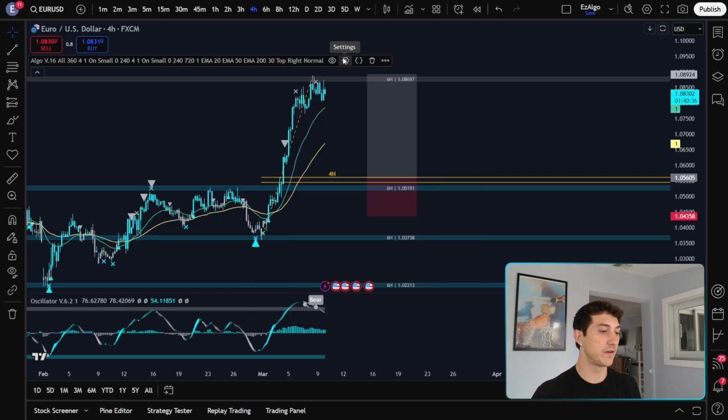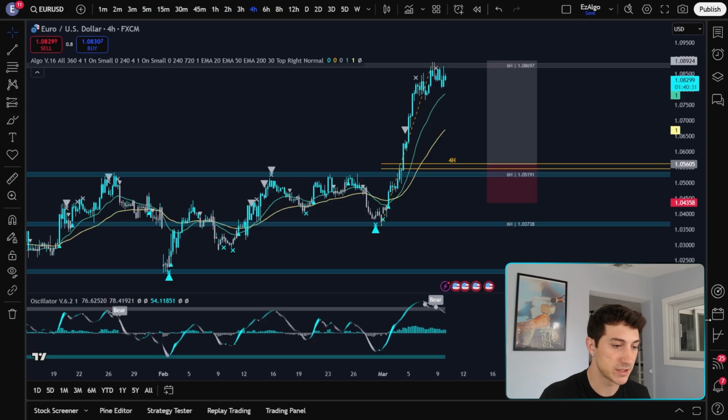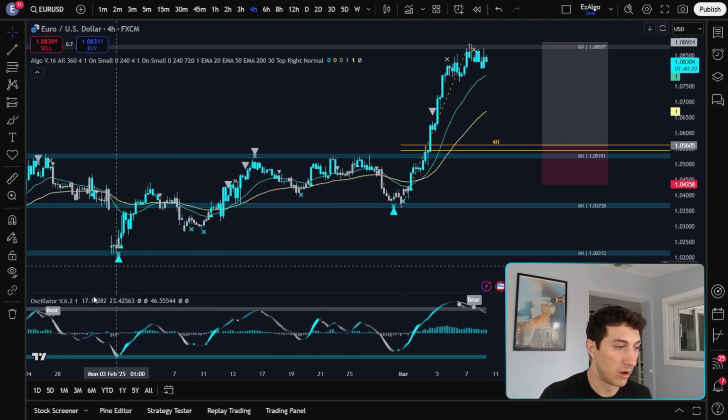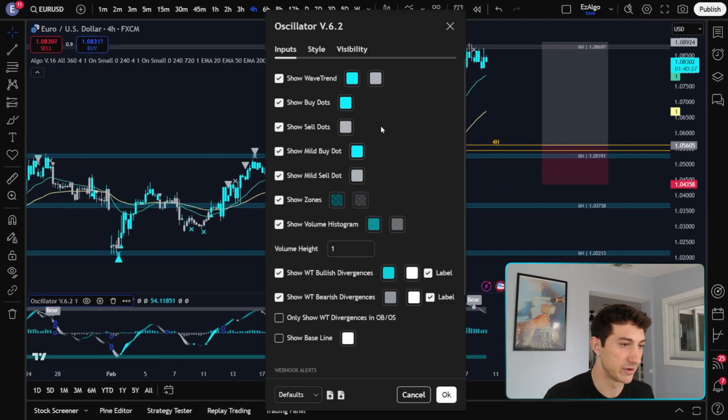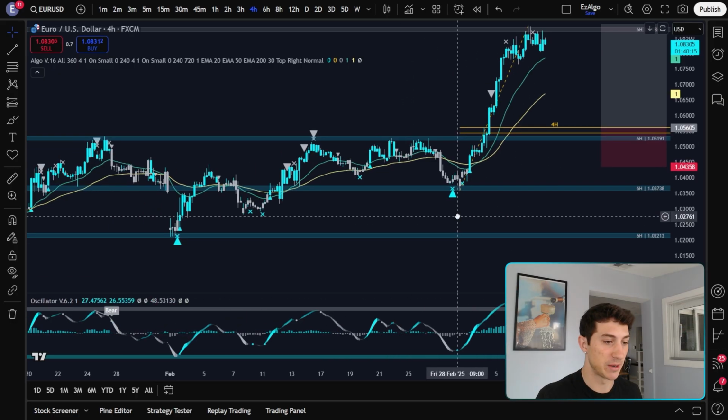Okay, moving on from the actual algo, let's jump into the oscillator, the momentum oscillator. Very, very powerful. Also a non-repaint oscillator. So we jump into the settings here. We have the wave trend, the buy and sell dots, the mild buy and sell dots, the overbought and oversold zones, and the volume histogram, of course, with the real-time bullish and bearish divergences.